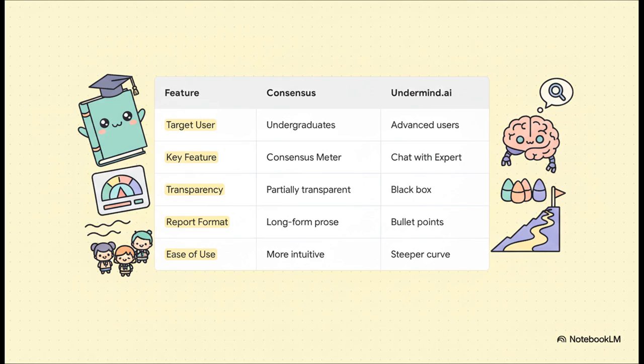You can see Consensus is really built for undergrads or pretty much anyone who just needs a quick, narrative overview of a topic. Its star feature is that visual meter, and its reports are written in long-form prose meant to be read. Undermind, though, that's for the pros. Its real power is in that deep search and the custom chat. The reports are all bullet points. They're made for quick scanning and analysis, not for casual reading. It's definitely harder to learn, but the payoff is a much deeper level of control and insight.